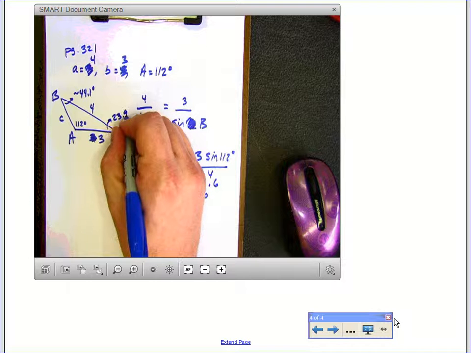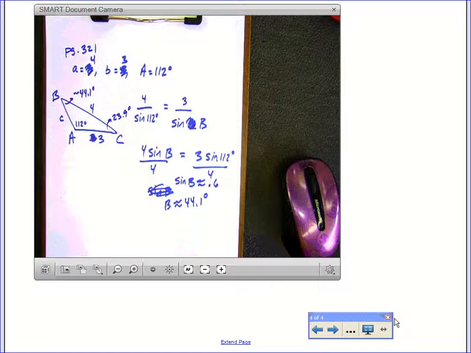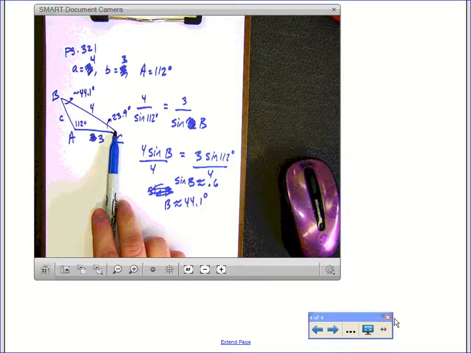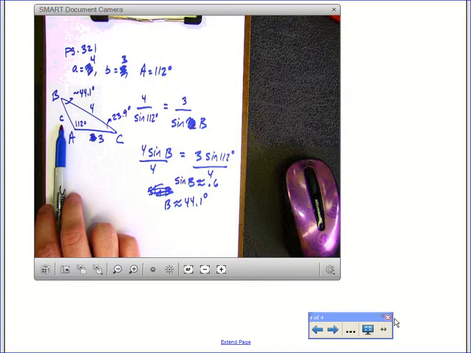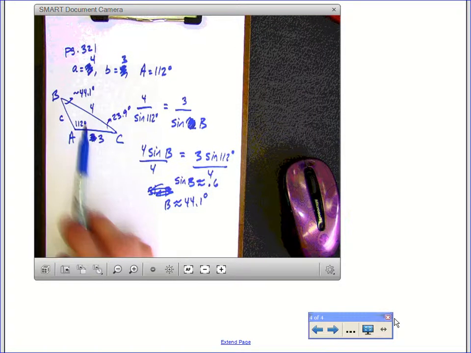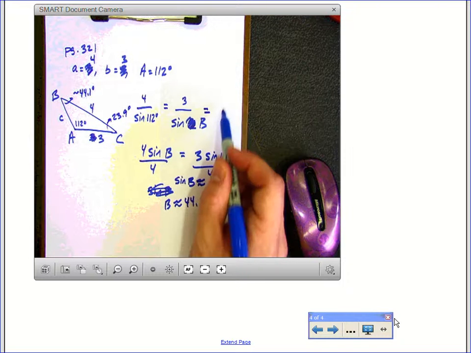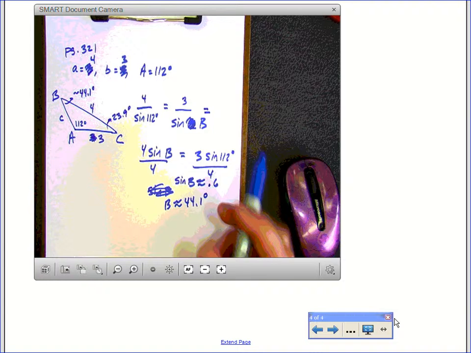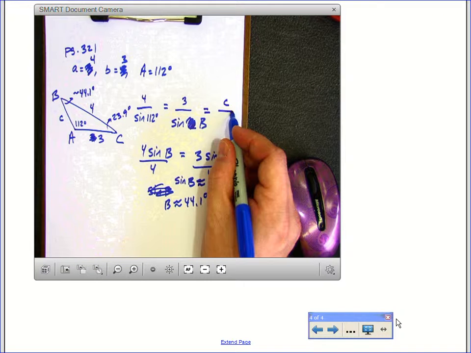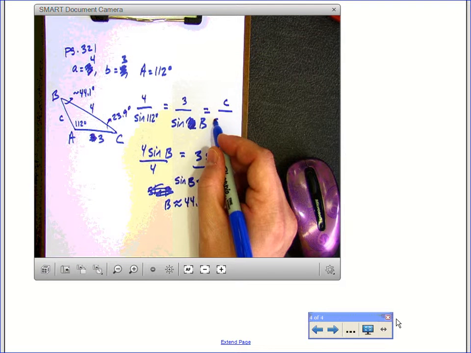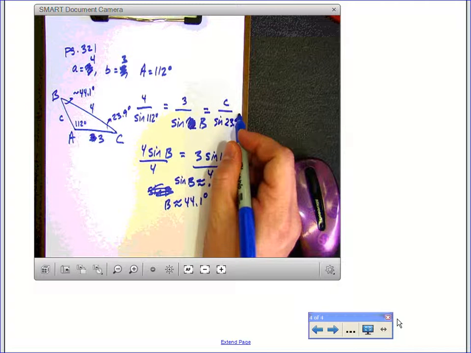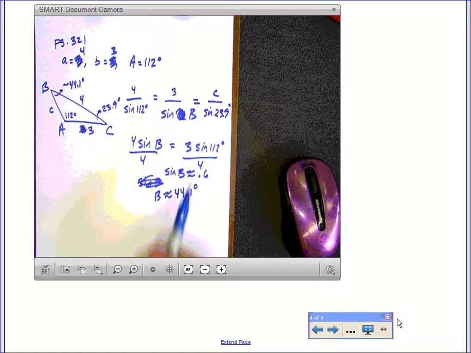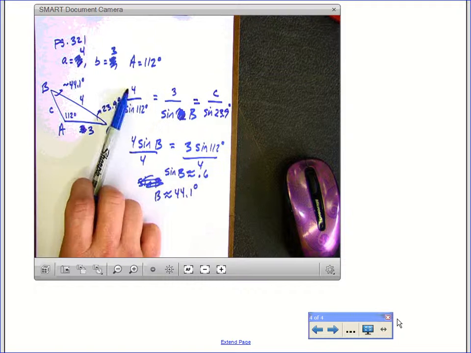All right, now, what's still missing? Side C. Now that I know the angle C, we can find side C, right? All right, so let's add now the third proportion, or the third ratio, okay? C over sine of C. So C over sine of 23.9 degrees.